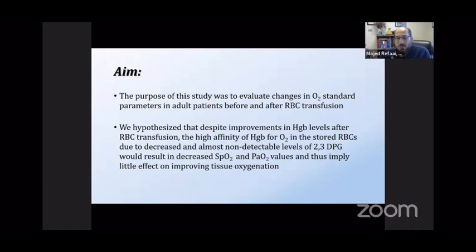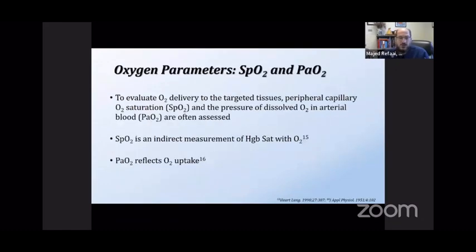It's not easy to be done in adult patients, and it's not easy to assess their oxygenation. Despite improvement in hemoglobin levels after a blood cell transfusion, the affinity of the transfused blood cells' hemoglobin for oxygen will increase due to the almost non-detectable 2,3-DPG. And that will result in a decreased PaO2 and SpO2, which will affect the tissue oxygenation.